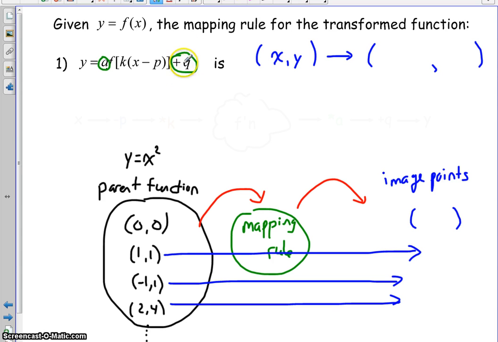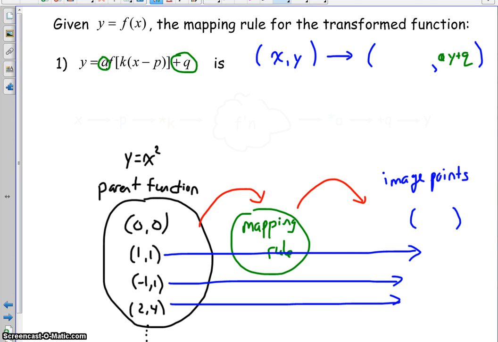So if you had a +2 on the edge of the graph, the y value shifted up 2. If there was a -3 out in front here, the y value is multiplied by -3. So in terms of the y component of our mapping rule, it's simply going to be taking our original y value, multiplying by a, and then adding q. So we get ay plus q.